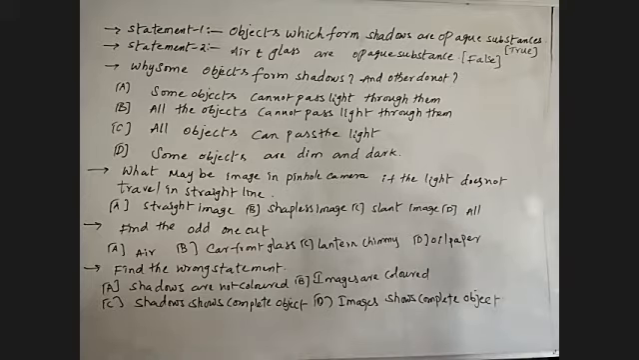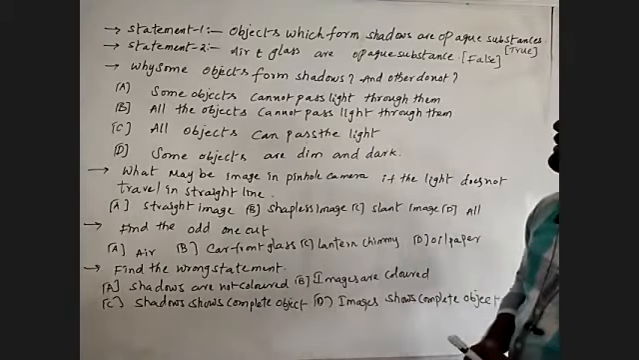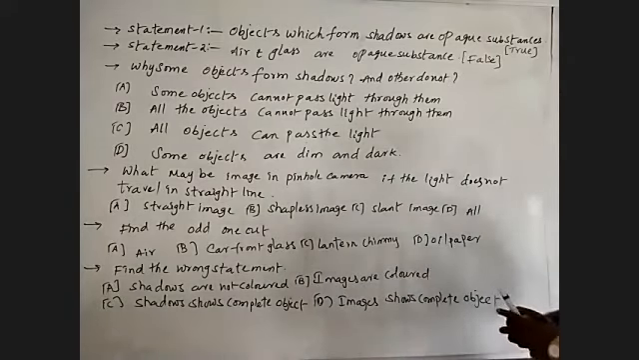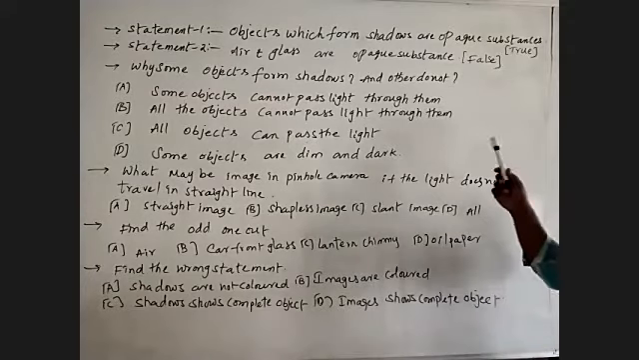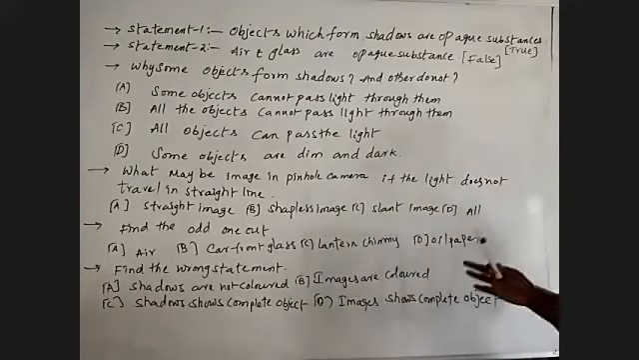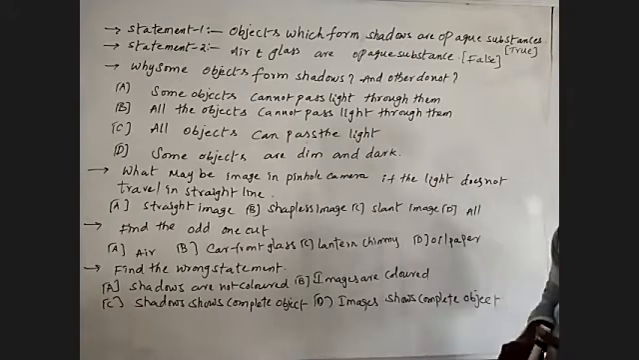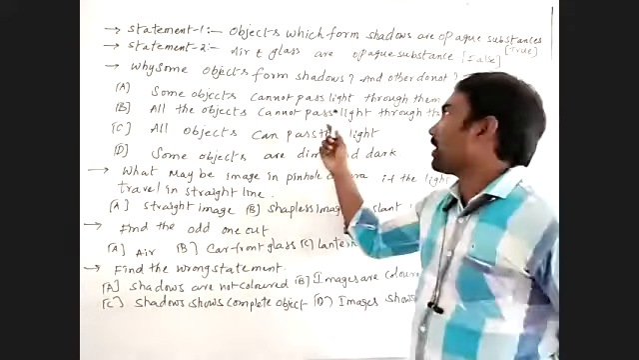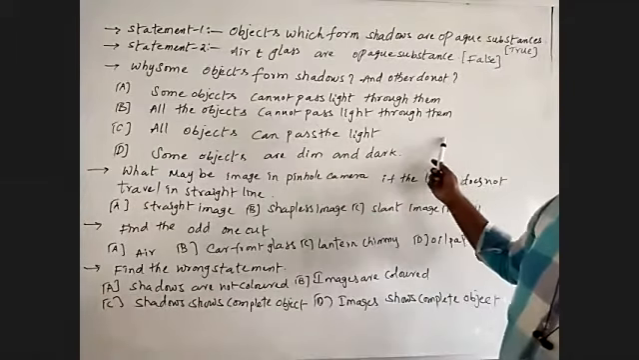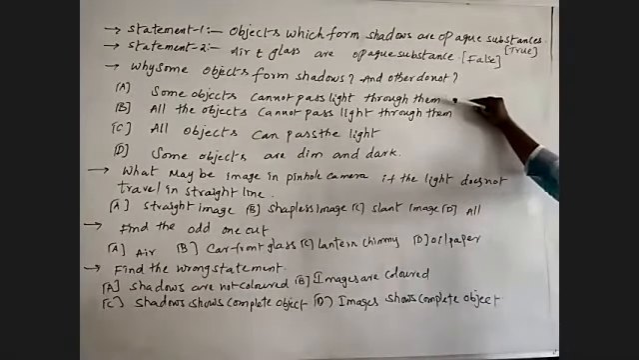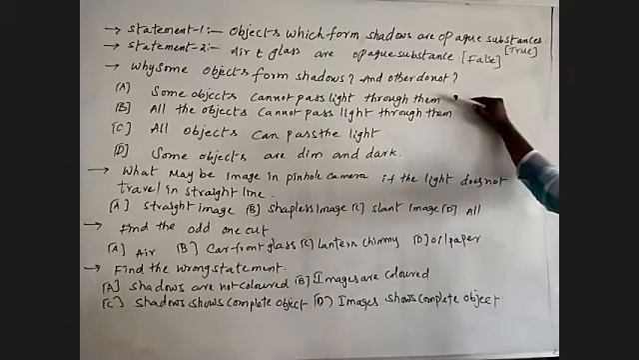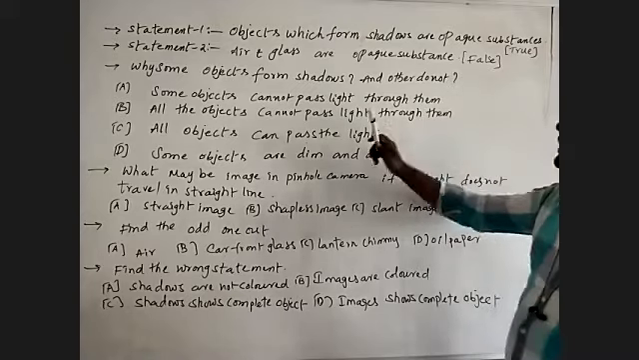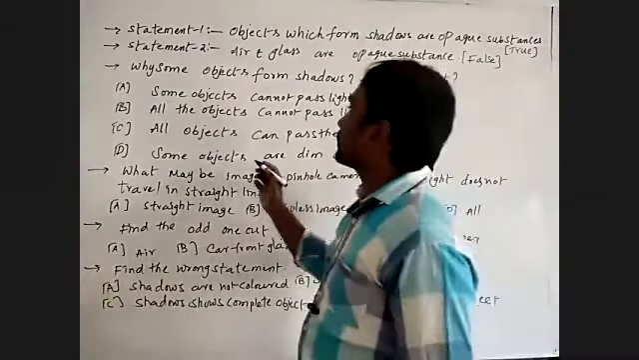And coming to the next thing: why some objects form shadows and others do not? Read it carefully. Some objects can form shadows, some objects do not. The objects which form shadows are opaque substances. They cannot allow the light through them. That means some objects cannot pass light through them. All the objects cannot pass light through them. See, these two are similar, but in the first statement they gave 'some objects'. Of course, all objects are not opaque substances. So only some objects cannot pass the light. That's why shadows are forming. Okay.